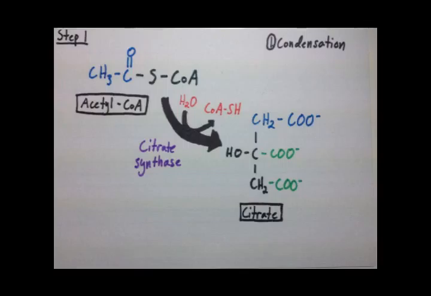In step one, as you can see, it's a condensation, and you have your acetyl-CoA, and it's acted upon by citrate synthase, and a water comes in, and a CoA-SH comes out. And what you're left with is citrate. And if you'll notice, citrate is a 6-carbon molecule, and that's very important.